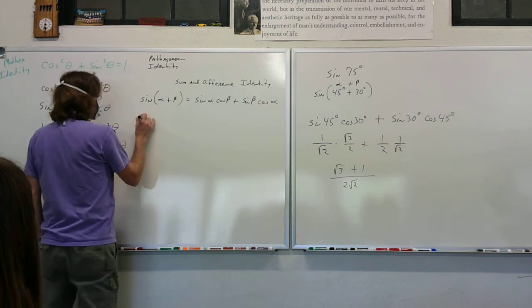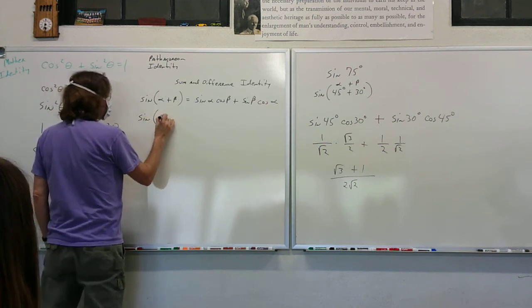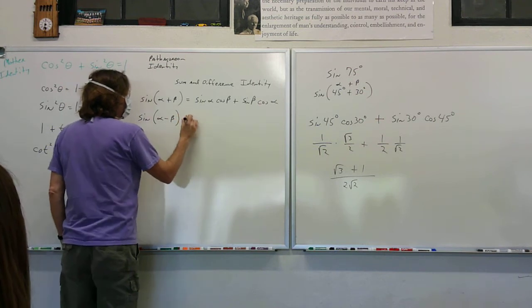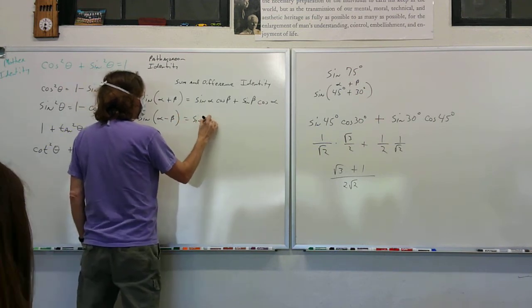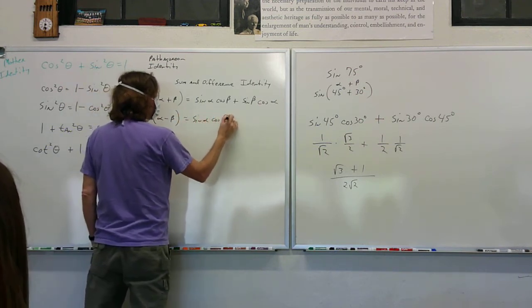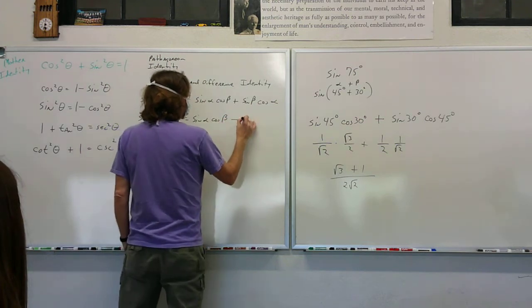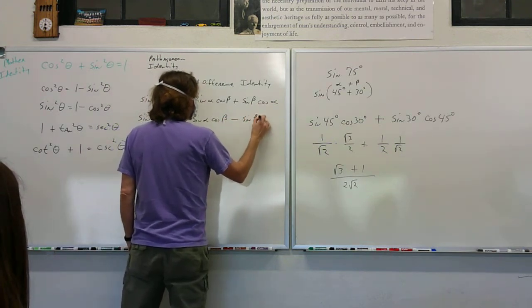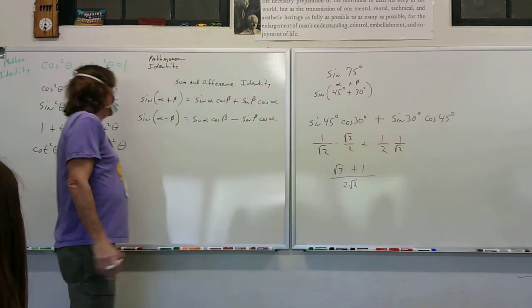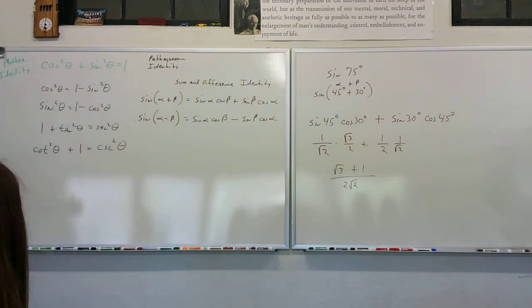Now, let's do sine of alpha minus beta. And that would equal sine of alpha cosine of beta minus sine of beta cosine of alpha. And that one's a pretty easy one. You know, you just change the sign and do it. It's not hard.